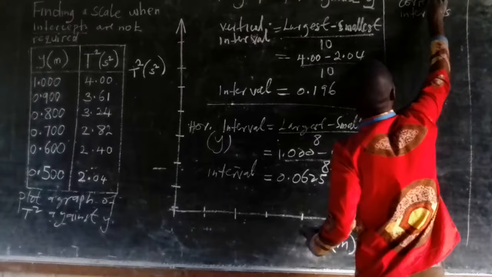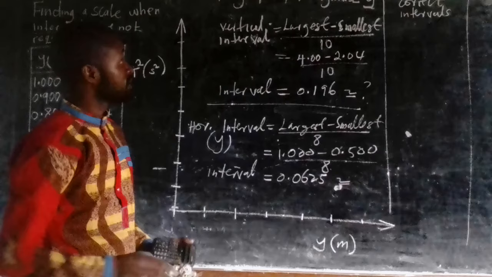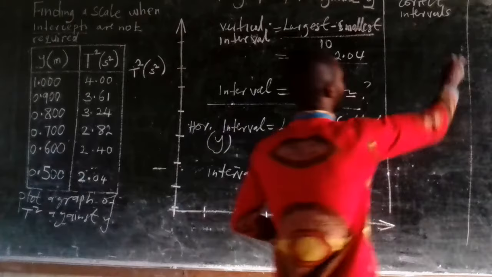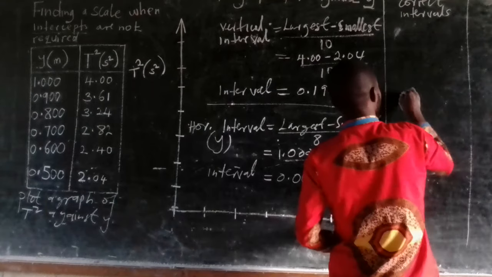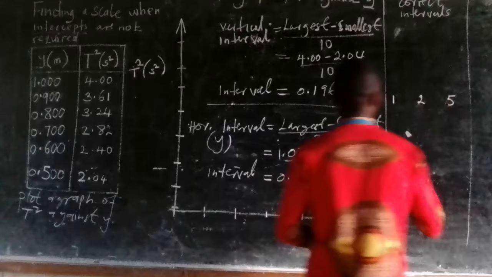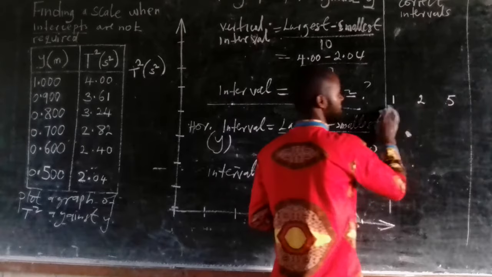When you are choosing our intervals, the physics teachers realized that the accurate or convenient intervals, whenever you are dealing with a practical scale, should always have in them either a 1, or a 2, or a 5. So whenever you are to have this value as your correct interval, these are the key ones determining the rest of the others.